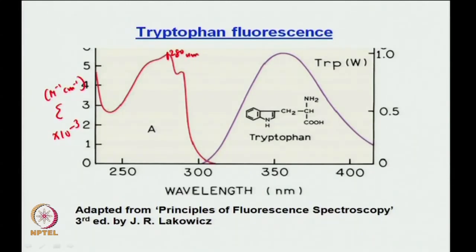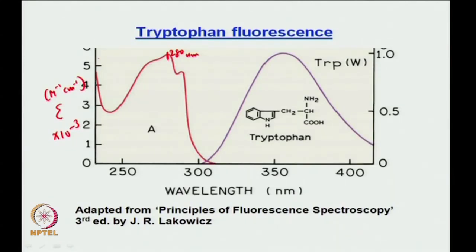You can see it corresponds to something close to 5. What was the epsilon max of tryptophan? Do you remember? Wasn't it 5500, 5600 or so? So that means here it is 5.6 times 10 to the power 3 times 10 to the minus 3, which is giving you 5.6, right? That is why it says epsilon times 10 to the power minus 3.